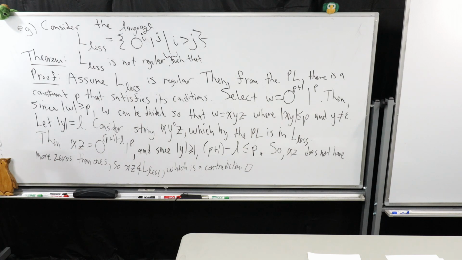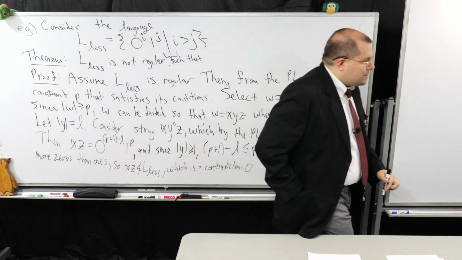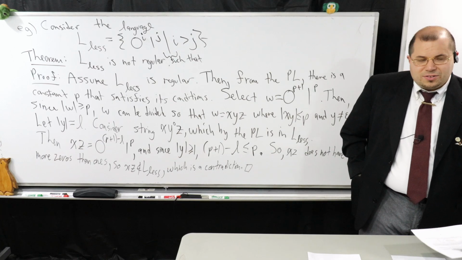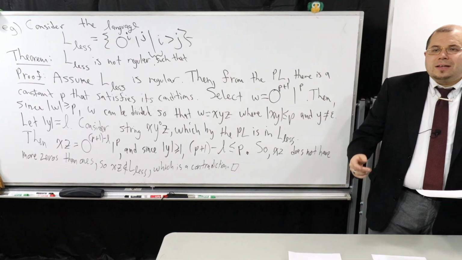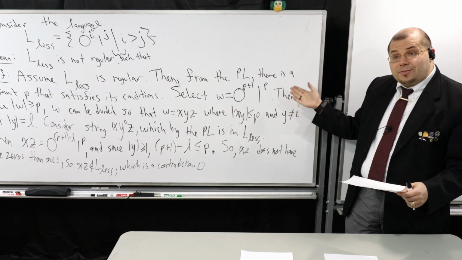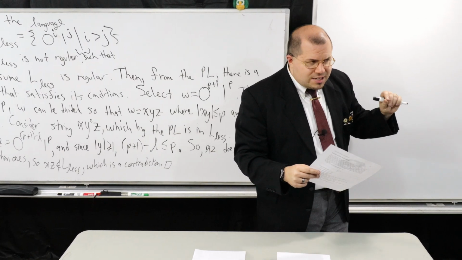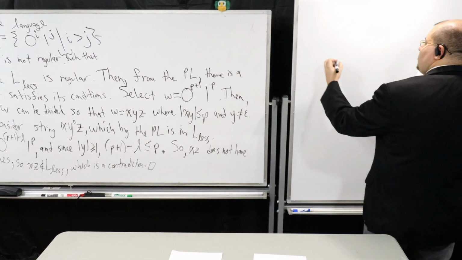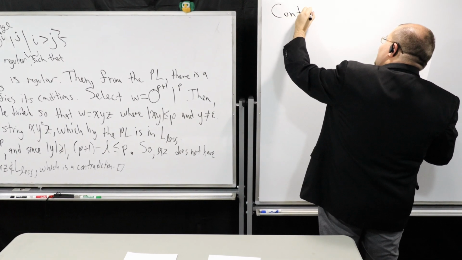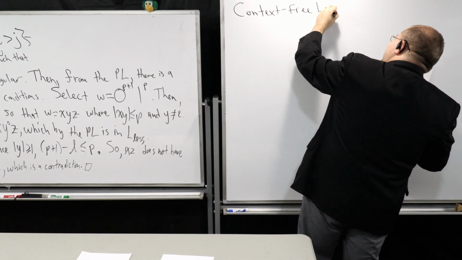So now we're going to transition over to talking about a different set of languages. Up to this point we've talked about regular languages, and now I've shown you that there exist languages that are not regular. So now we're moving on to another set of languages called the context-free languages. It's like we're flipping the page to a new chapter, both figuratively and literally. We're going to start talking about context-free languages.